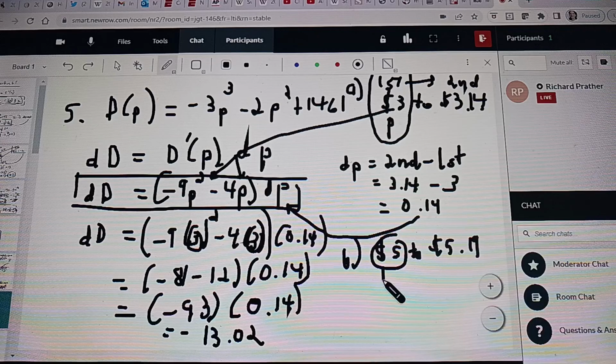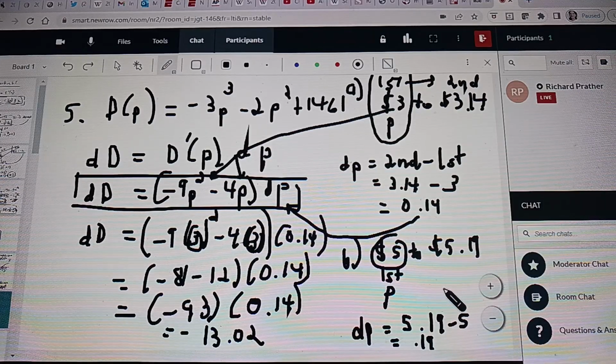The first value is always the P variable or whatever variable you're working in. And then the dP is the second price minus the first price. This shows what it changed by. Price went up 19 cents. So the change in price is 0.19. The original price was 5. How is that going to affect demand? If the original price changes from 5 and goes up by 19 cents, demand's going to go down by something, obviously. So plug in 5's in these two slots.